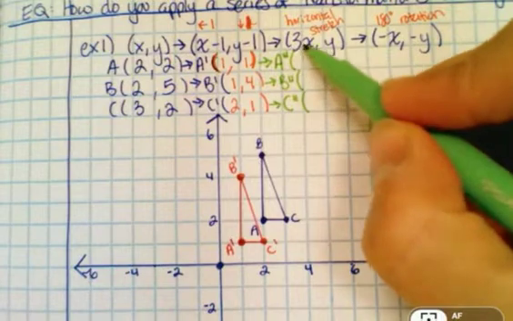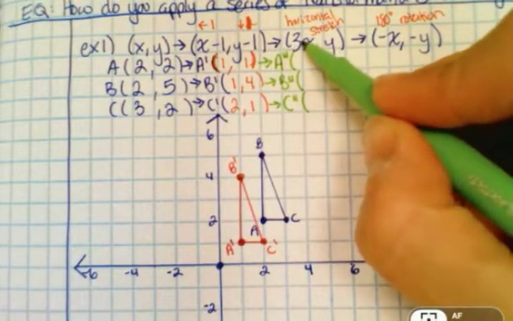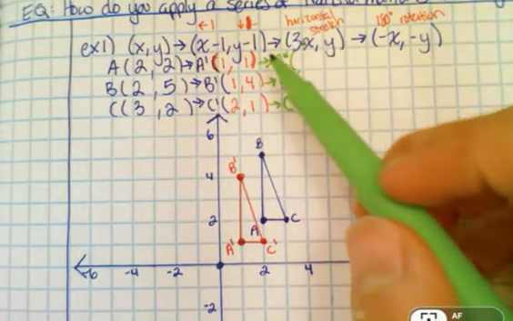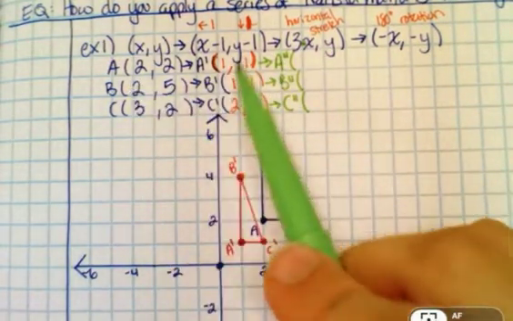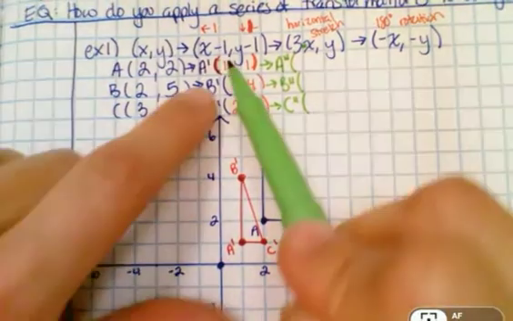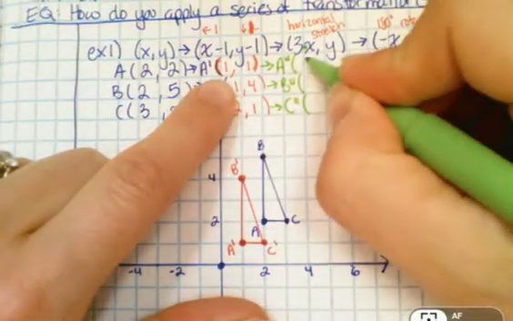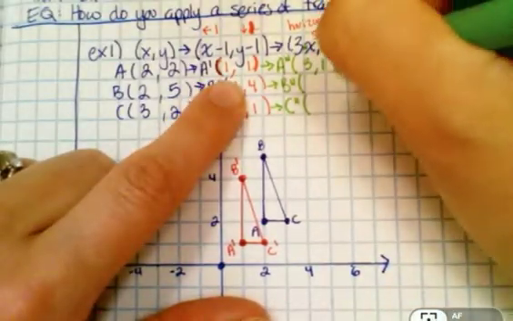So this says take X, multiply it by 3, leave Y unchanged. Remember, I'm not going back to my original figure. I'm using the one that came right before. I'm going to take X and multiply it by 3. 1 times 3 is 3. Y remains unchanged.